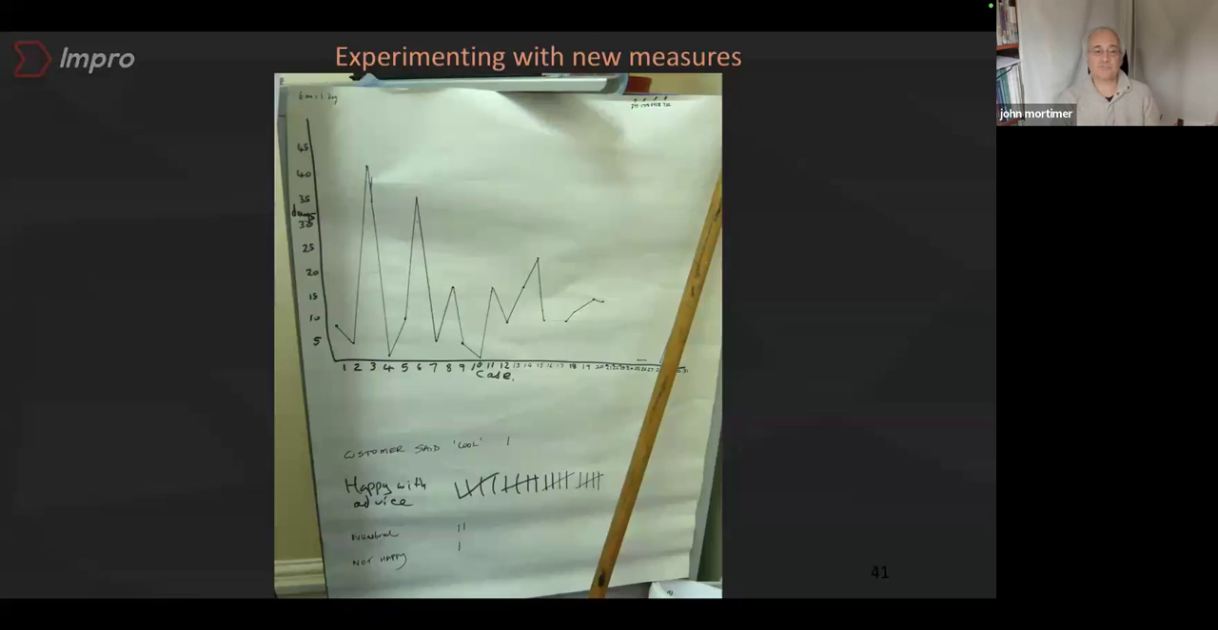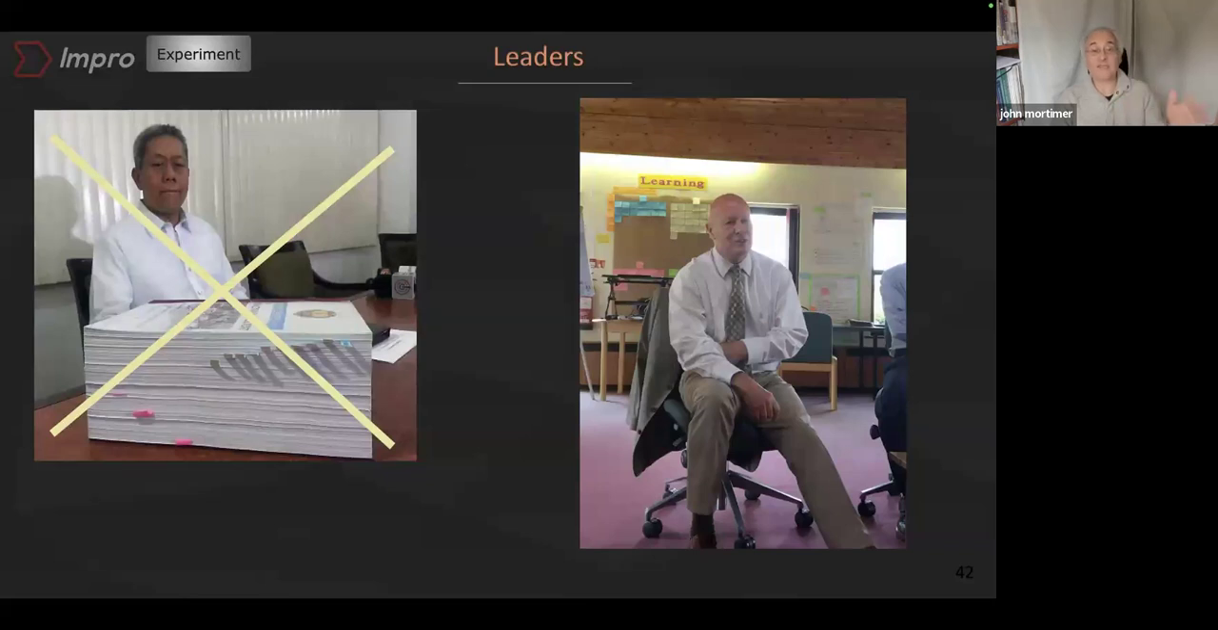We experimented with some new measures. How do you measure when someone has been helped, when they never come back and tell you? We engage decision makers. On the right-hand side is a picture of a senior person who came in to engage with the team. Why? Because I refuse to write reports. I do not write reports.